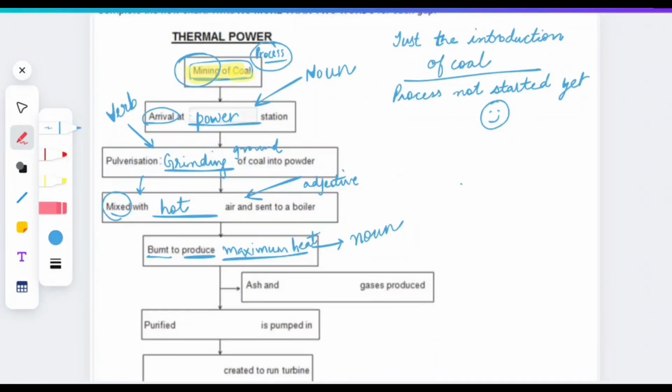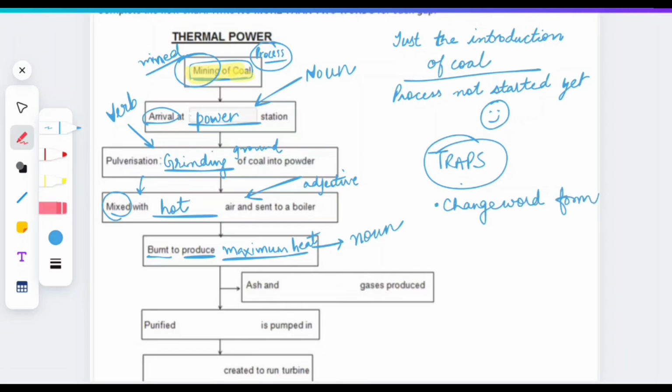I noticed in the beginning there were a few sentences that have nothing to do with the mining of coal. It was just an introduction of coal. So I wrote at the side that this is just the introduction, process has not started yet. Once they said that coal has to be mined, again, always remember, they'll change the form of word. This is very common. These are common traps that they have. They'll change word form.